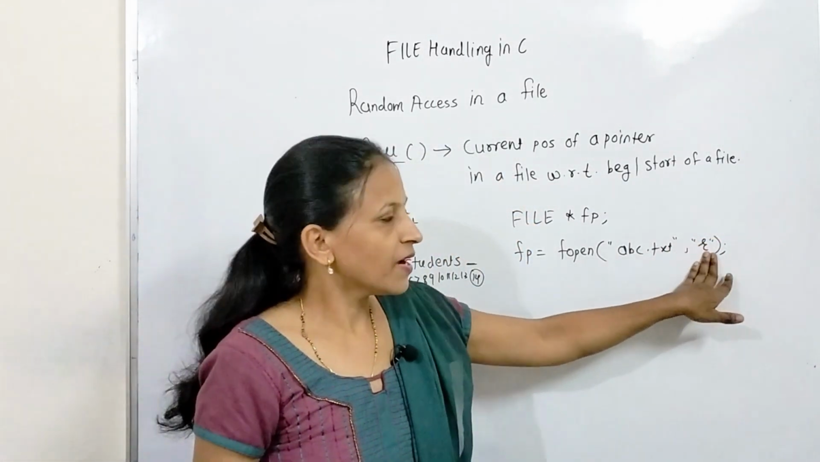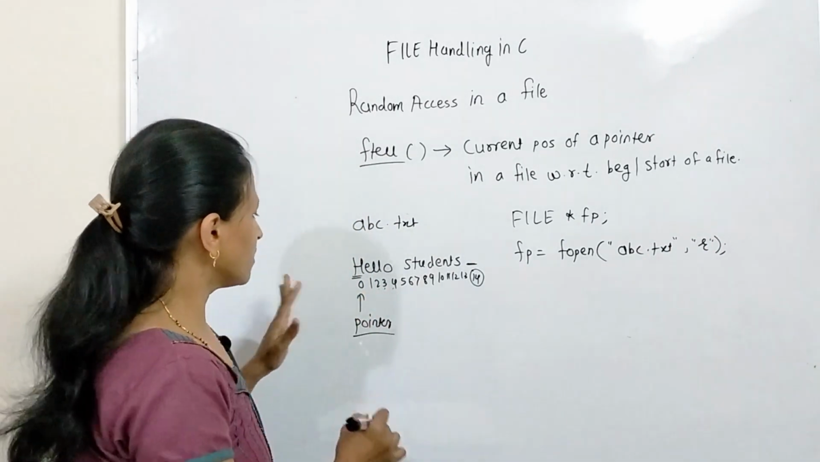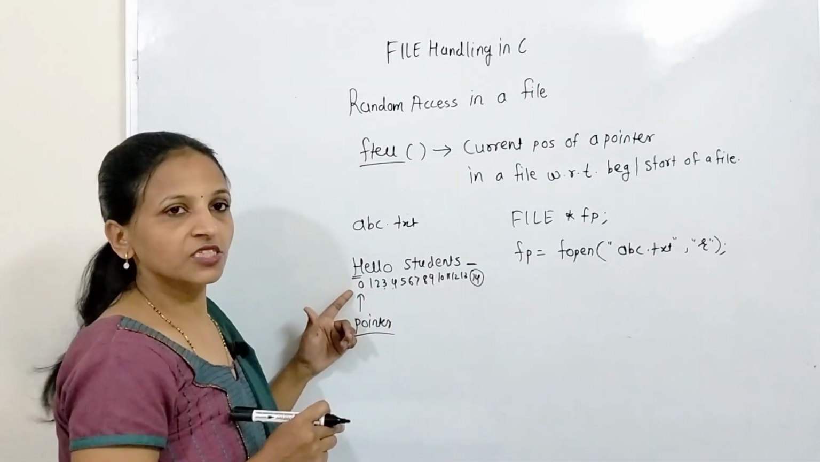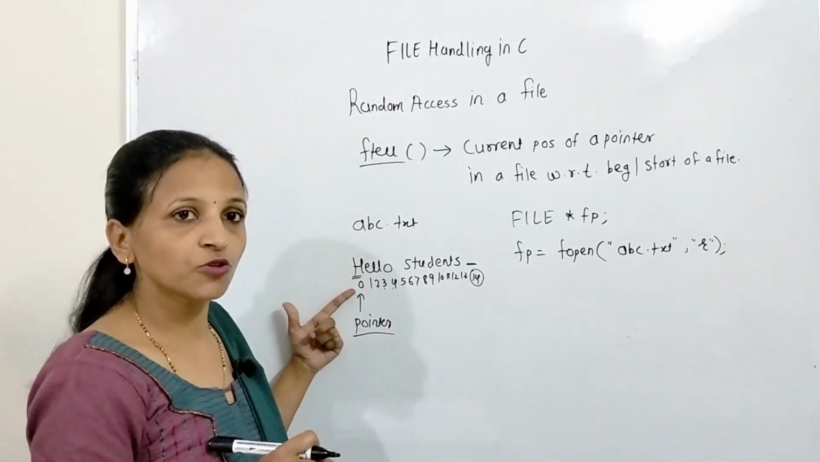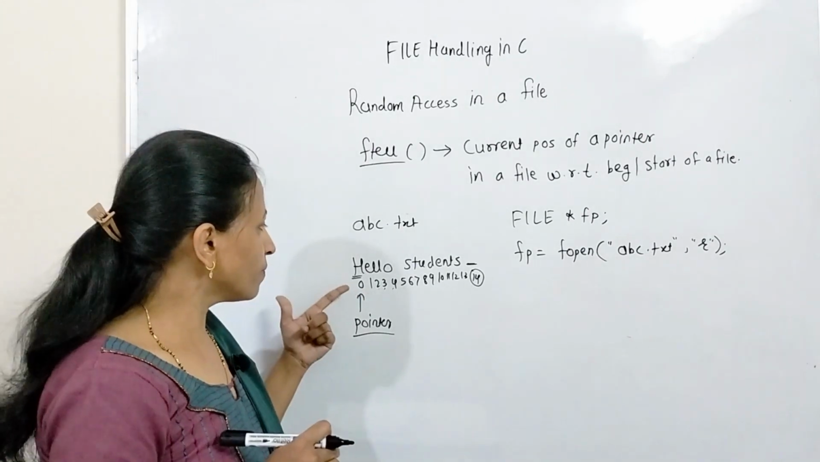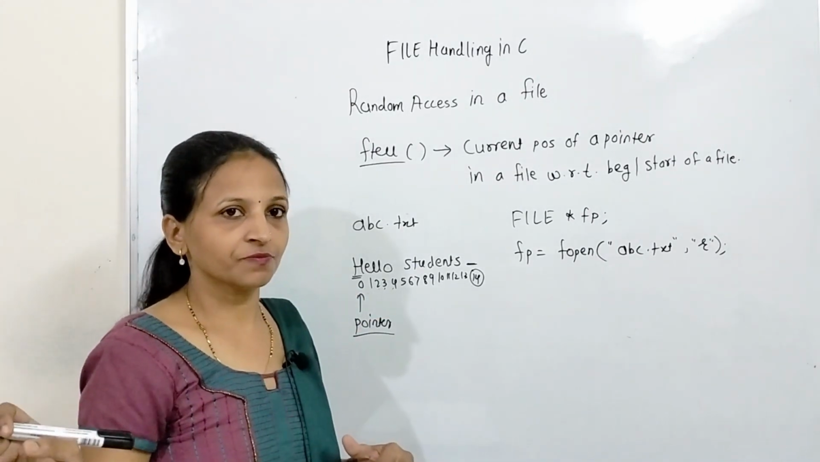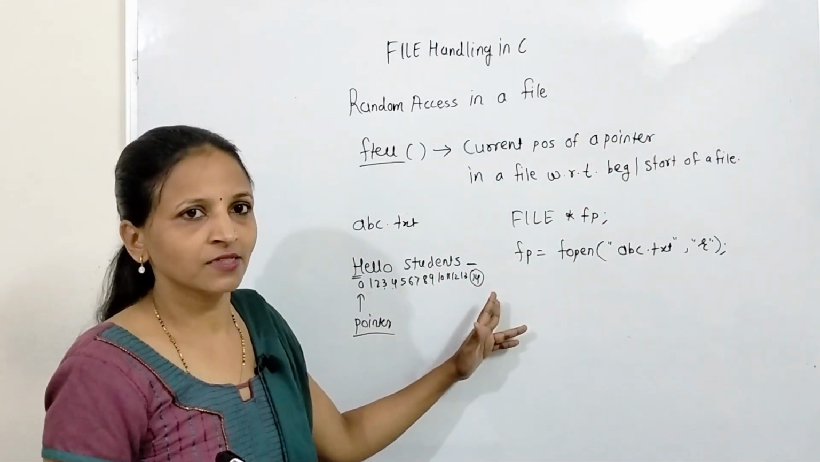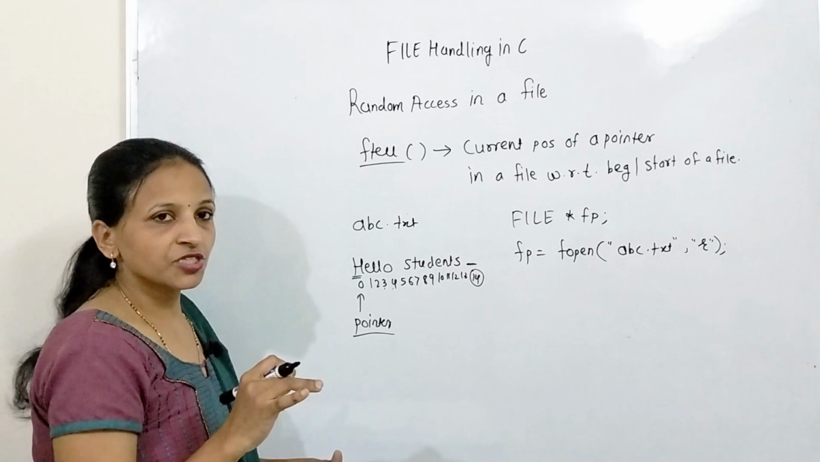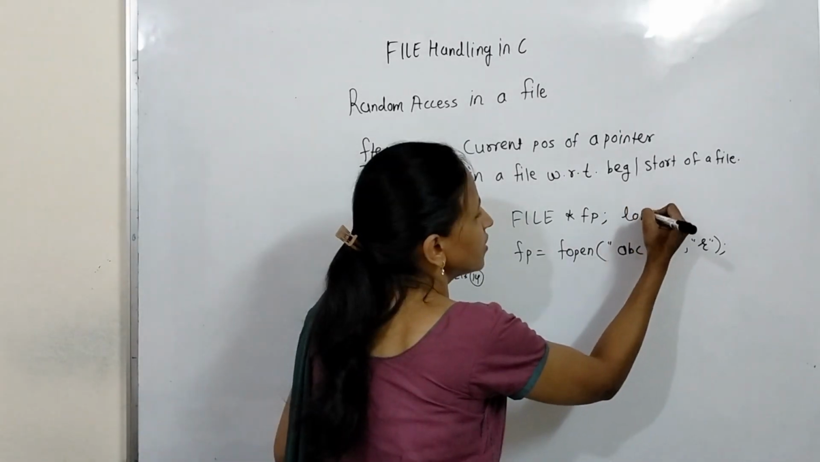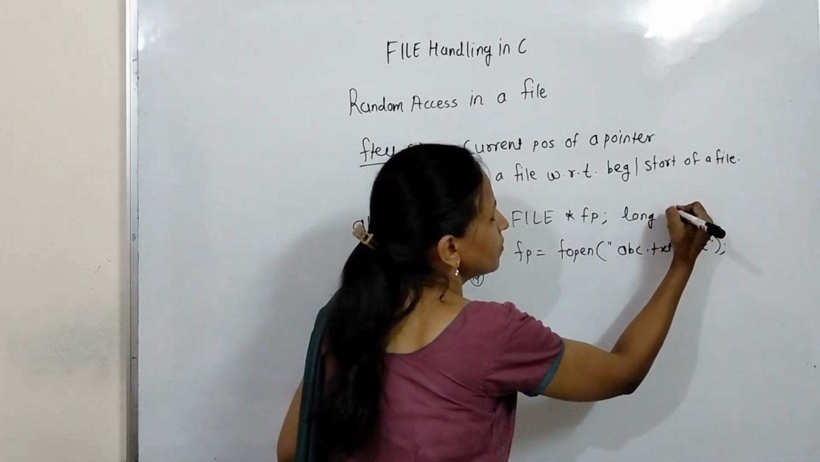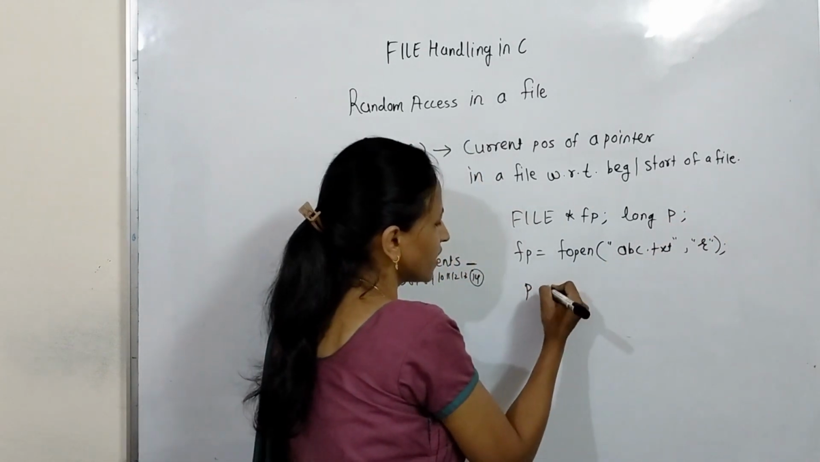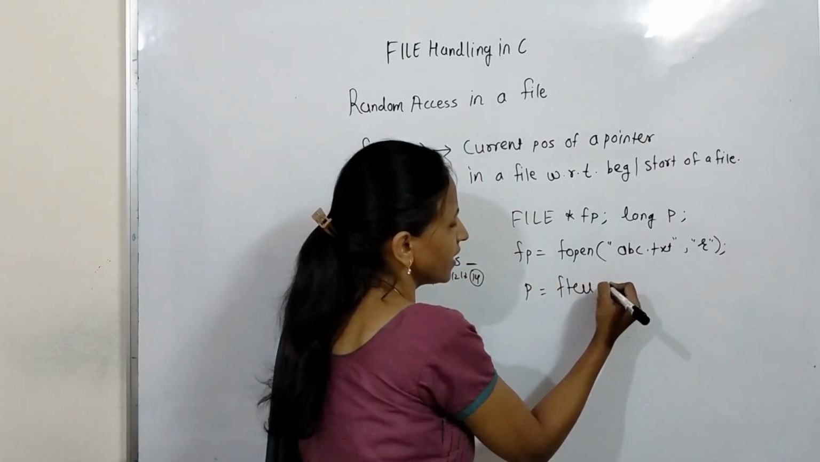Whenever we open a file in read mode, initially the file pointer, that position indicator, will be at the 0th position. From this point you can start reading. You can read character by character or string by string. Here I want to call the ftell function now. There is one long integer, let it be long p. Now here I am calling p equals ftell(fp).